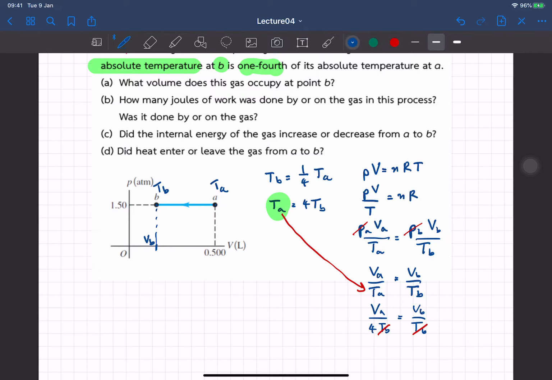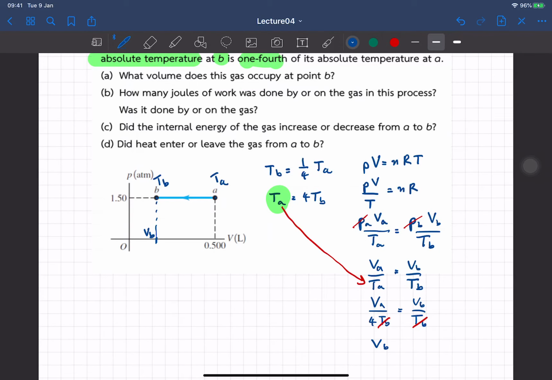Okay. So in the end, what I have is VB is 1/4 of VA, right? And that's essentially the answer for the first question. Well, at least it's enough for us to calculate what VB is. Because VA is 0.5, right? So a quarter of 0.5 is just 0.125 liter. So that's how we get the answer for the first one.